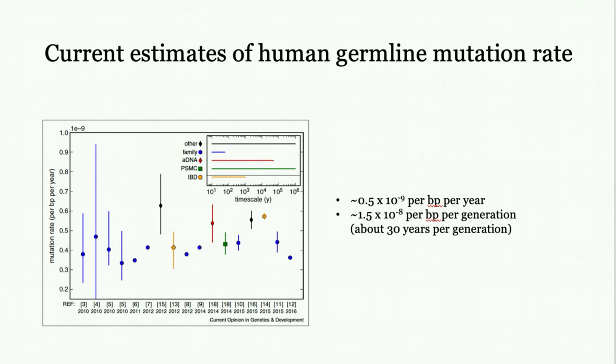The point in this slide is I want you to know the scale of the mutation rate, because it's 10 to the negative 8 or negative 9. It's not 10 to the negative 2. That will make a huge difference. And this number is kind of like an average over most studies.